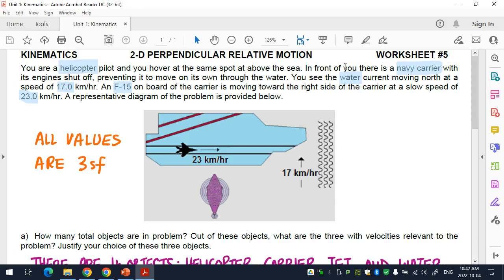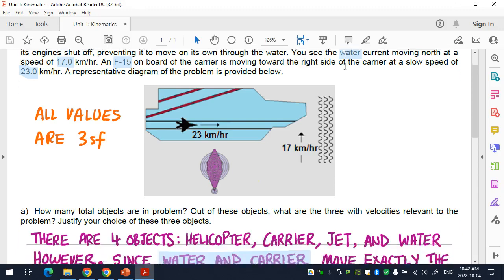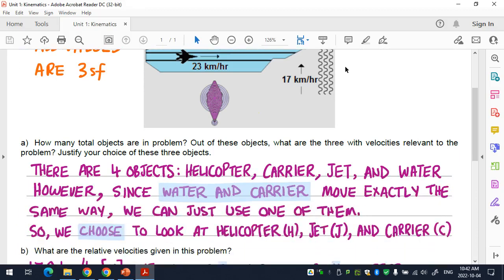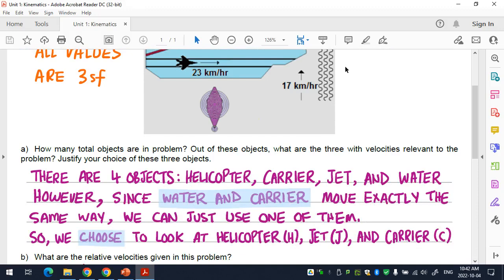Awesome. So everyone, first question is, go ahead. So there are four objects: helicopter, carrier, jet, and water. That answers the first part of the question. How many total objects are in the problem? The second part: out of these four, what are the three with velocities or motions that are relevant or important to the problem? Justify which three, or in other words, justify why you ditched the one you ditched.